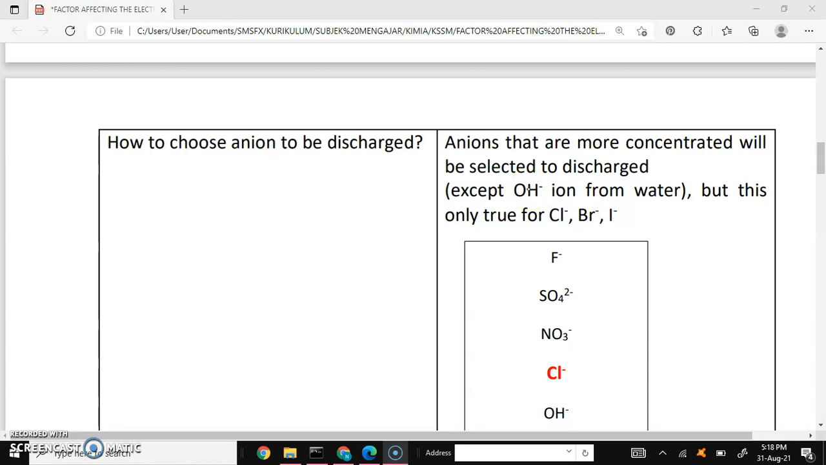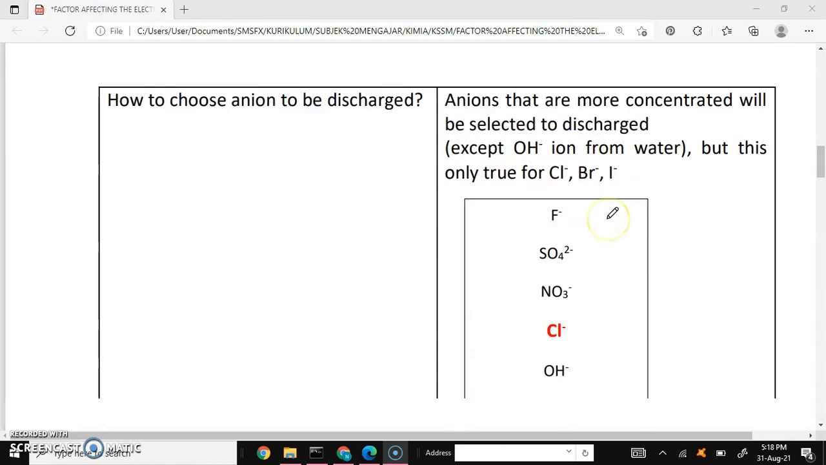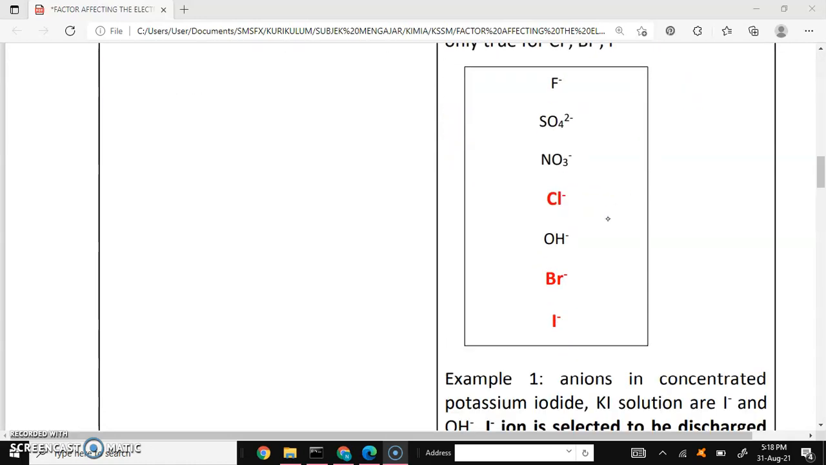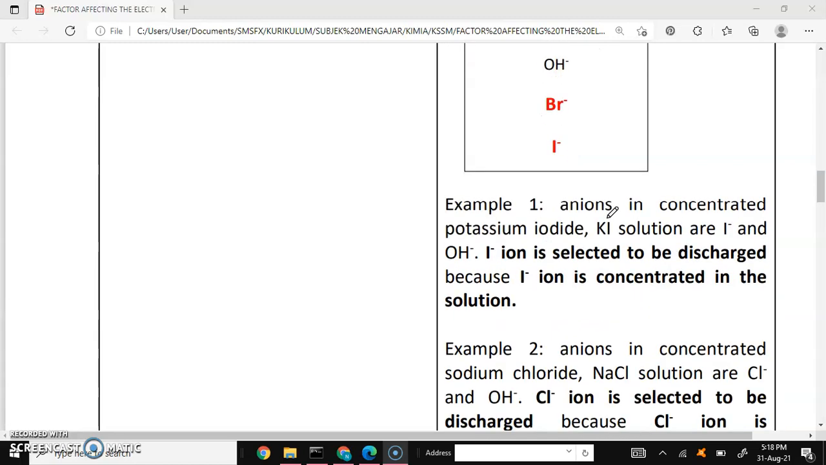But this rule is only true for chloride, bromide and iodide ion. Sama macam cation tadi. Dia hanya untuk Fe2+ ke bawah saja. For this anion, dia hanya boleh diguna pakai untuk 3 anion ni sahaja. Chloride, bromide and iodide.